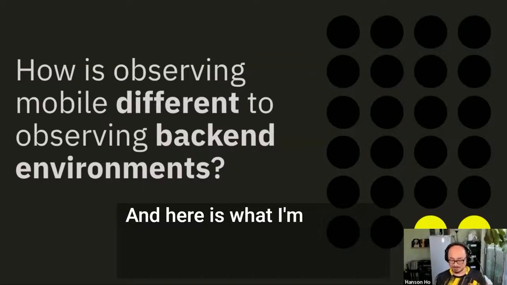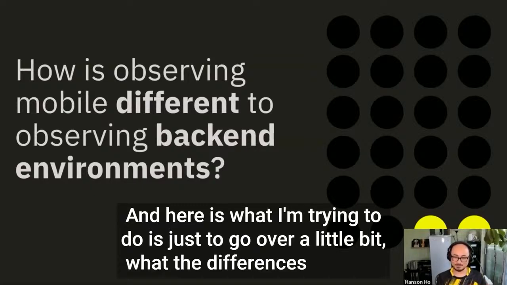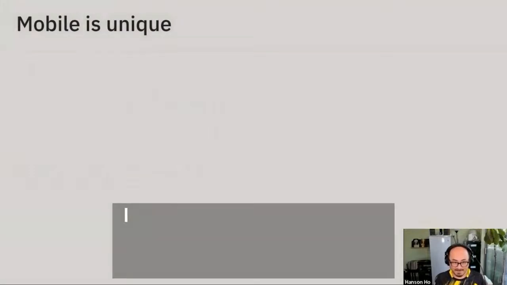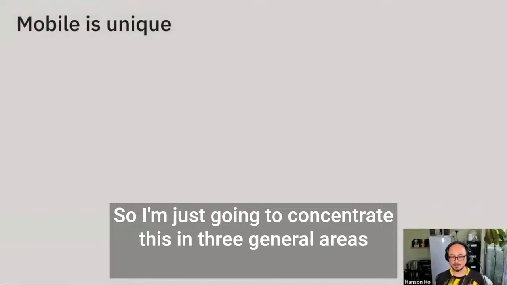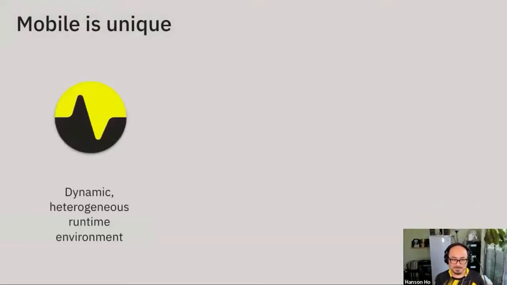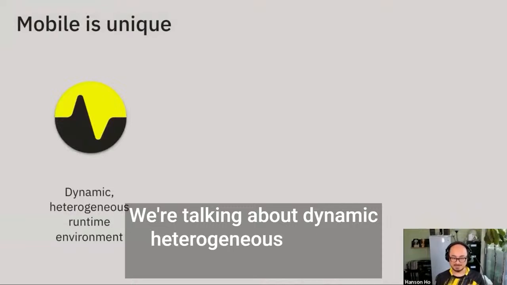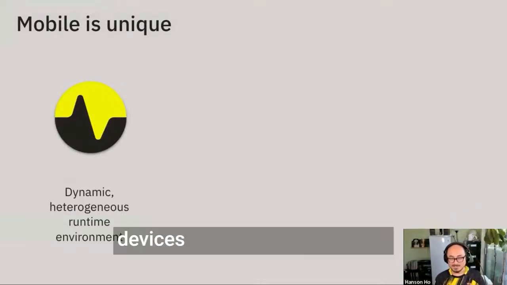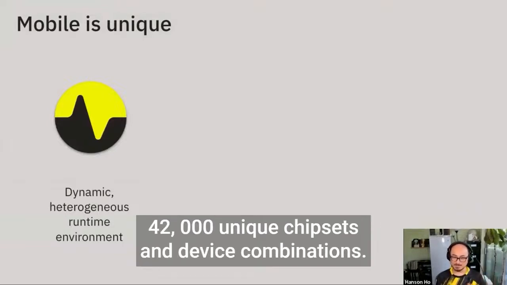Here is what I'm trying to do: just go over a little bit what the differences may be. I could spend a couple hours here talking about this, but hey, we don't have that much time. So I'm just going to concentrate this in three general areas where mobile is different. First is the runtime environment. We're talking about dynamic, heterogeneous runtime environments running on devices that are unpredictable, 42,000 unique chipsets and device combinations.